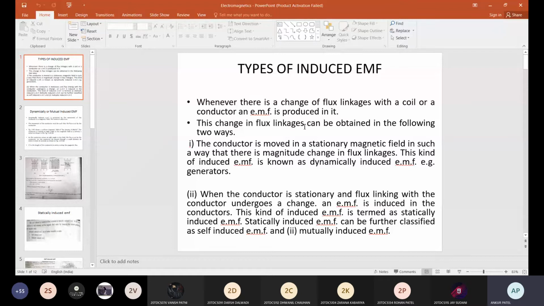Is this PDF, this PPT, visible? Yes, sir. Yes, sir. Yes, sir.